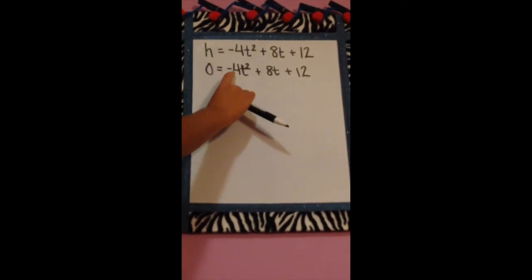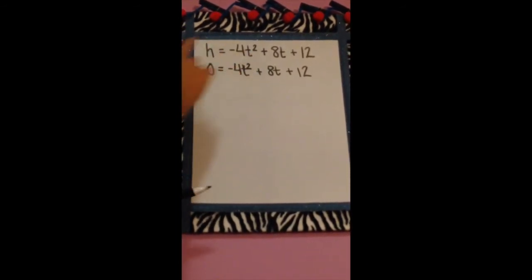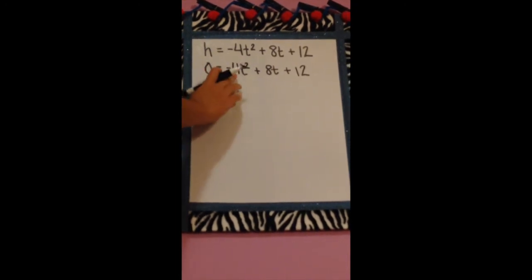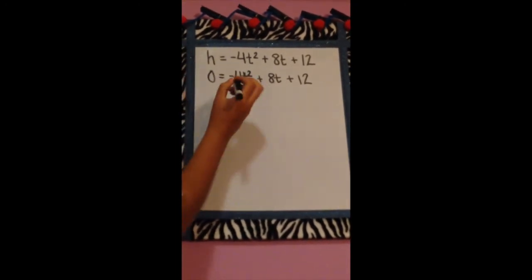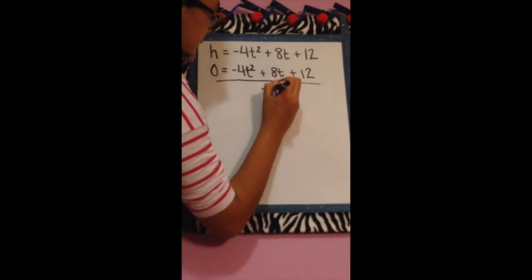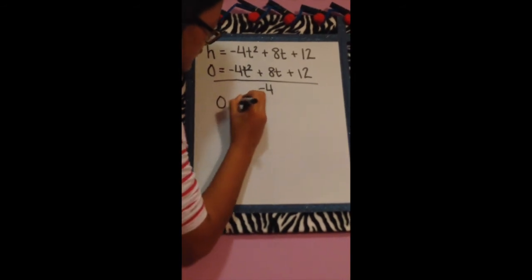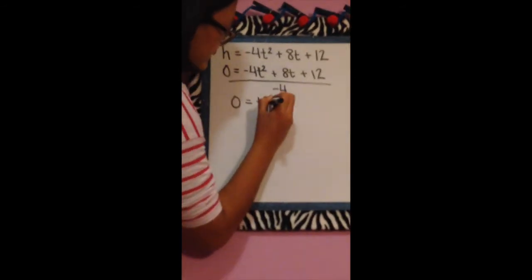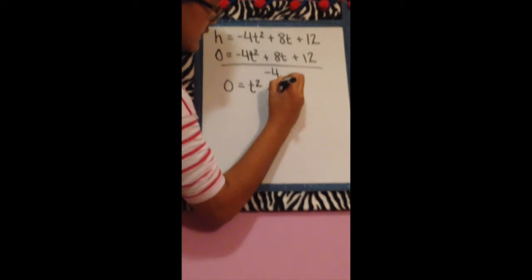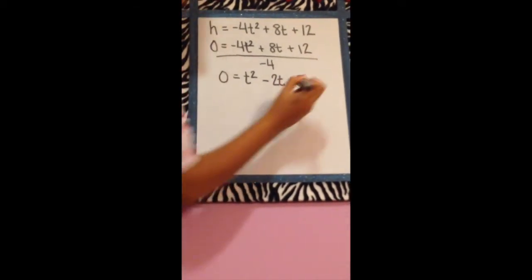First, what you're going to want to do is get rid of the coefficient of t squared, because you can't complete the square when there's a coefficient other than 1. So I'm going to divide everything by negative 4. And 0 will still be the same, equals t squared minus 2t minus 3.